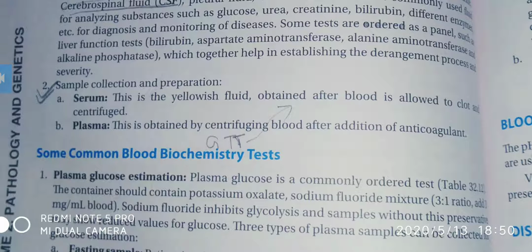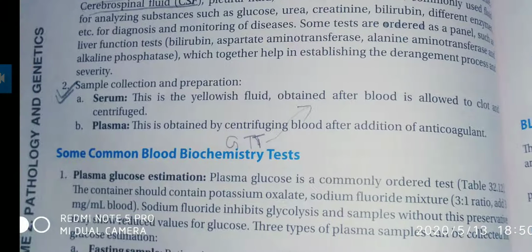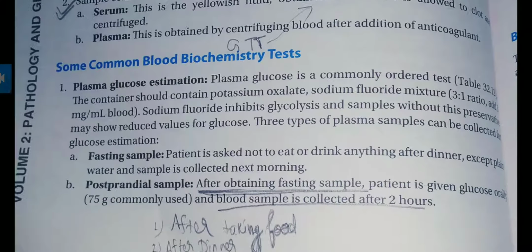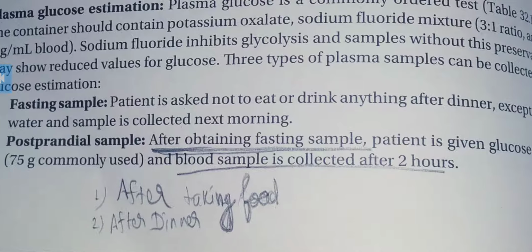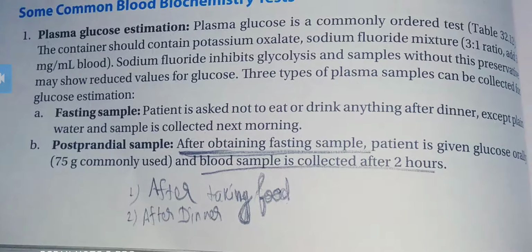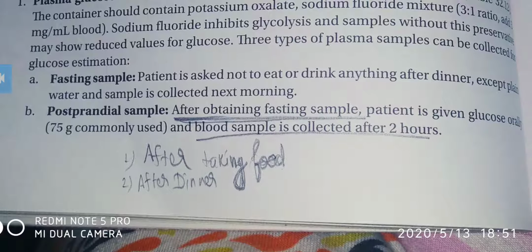Three types of plasma sample can be collected. First, the fasting sample. Here the patient is asked not to eat or drink anything after dinner except plain water, and the sample is collected the next morning.